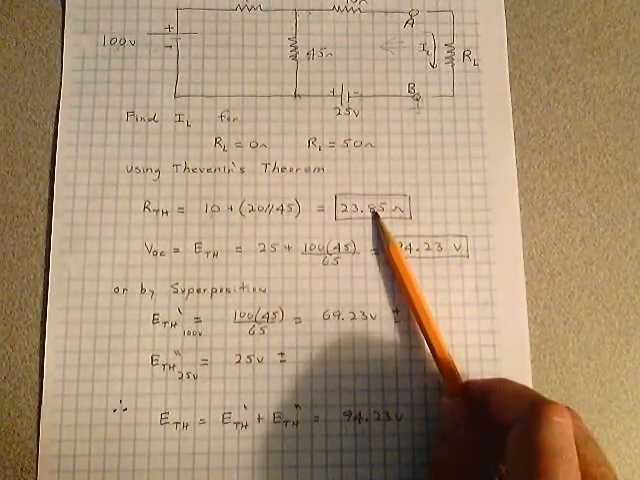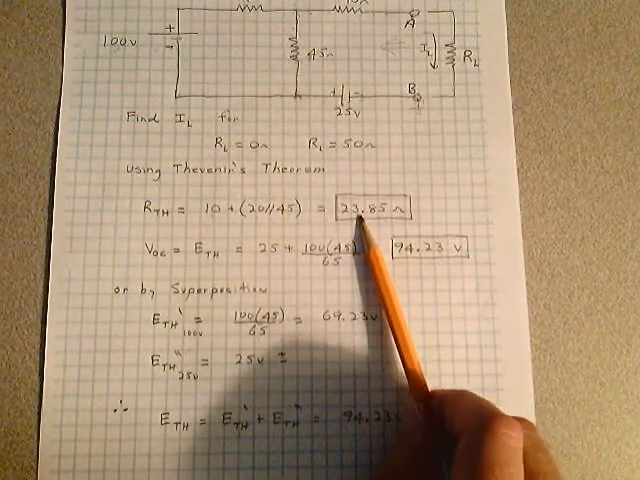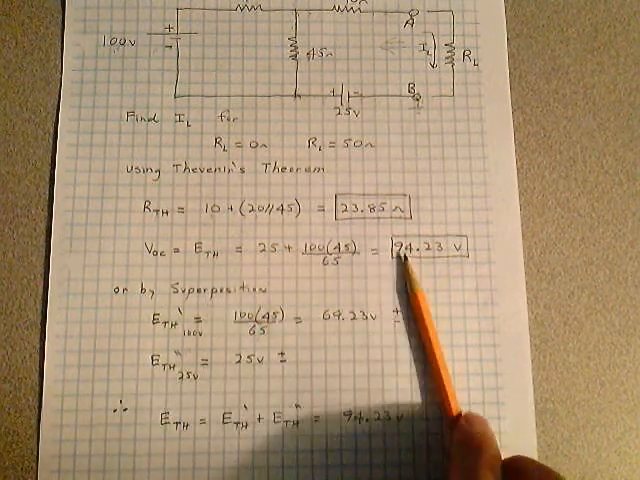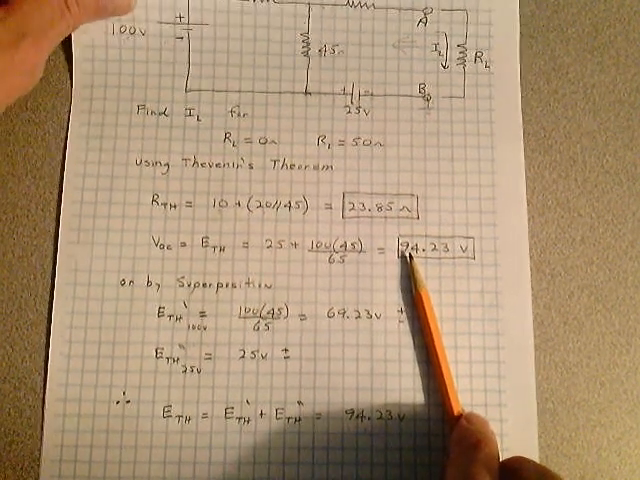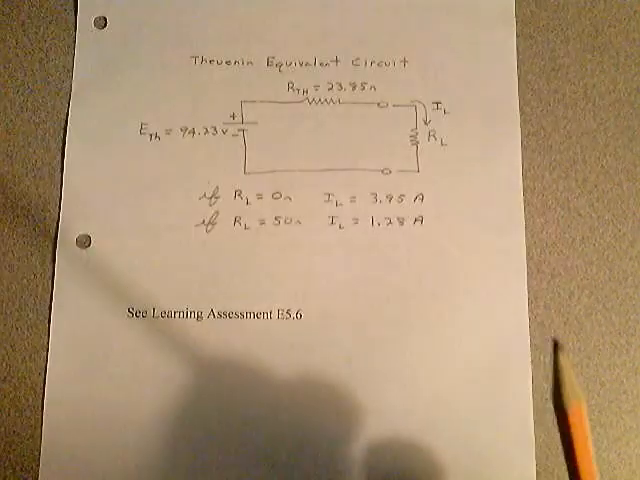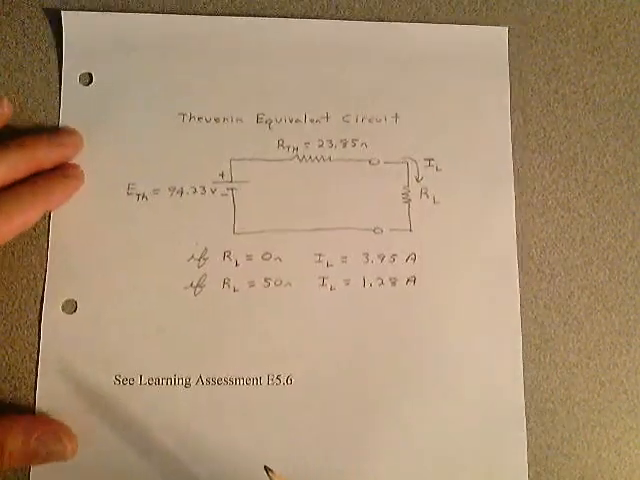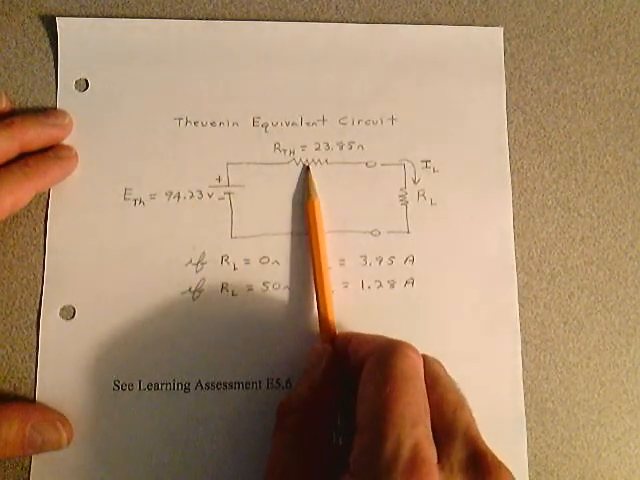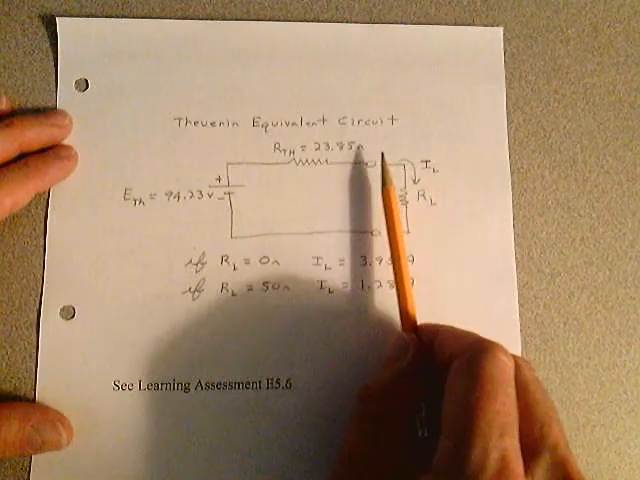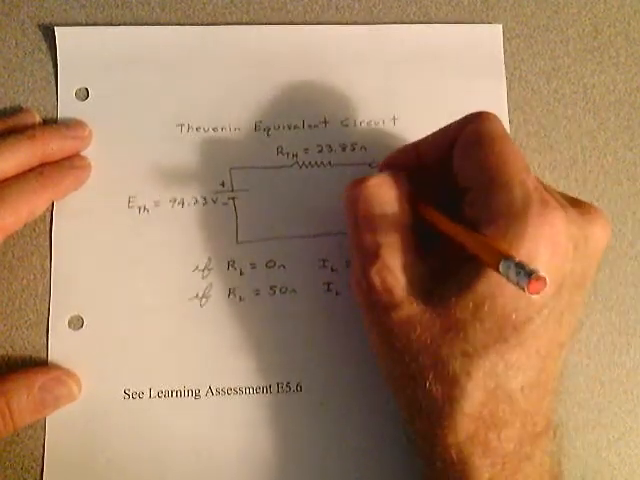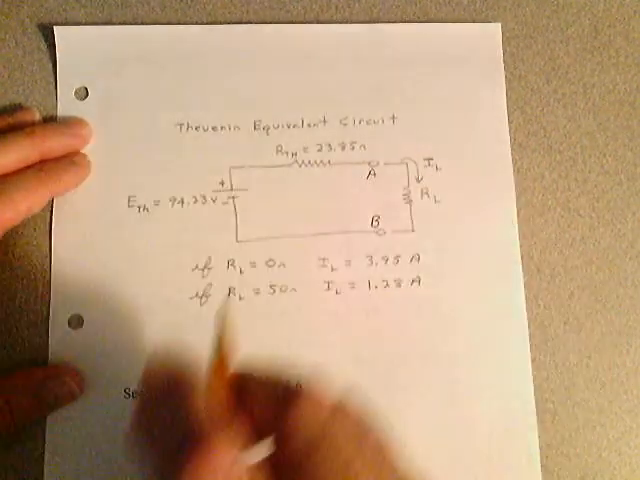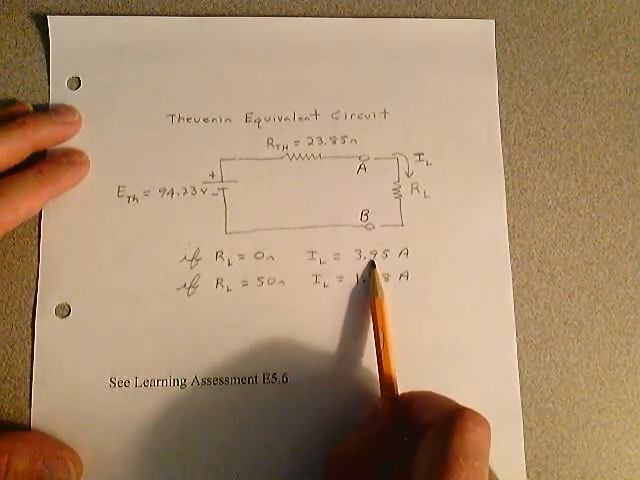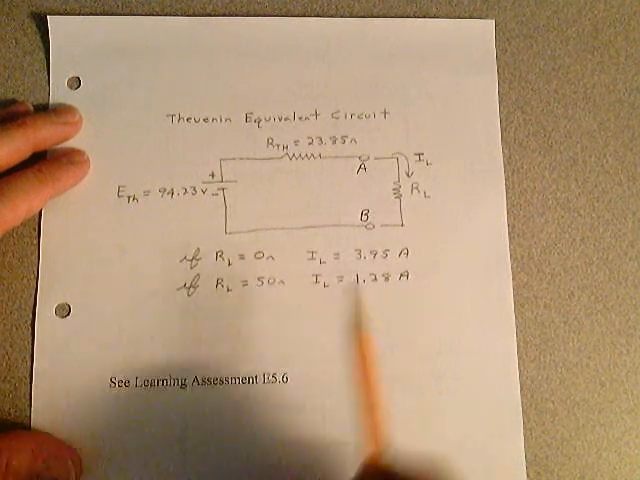Now I know our Thevenin resistance, I know the open circuit voltage, which is E Thevenin. So I can go straight to the page that you have, which is 107. There's my equivalent circuit. I put the Thevenin voltage on with the Thevenin resistance. I attach the load resistance between terminals A and B. And now I can make simple calculations. If RL is 0, that's the current. And if RL is 50, that's the current.